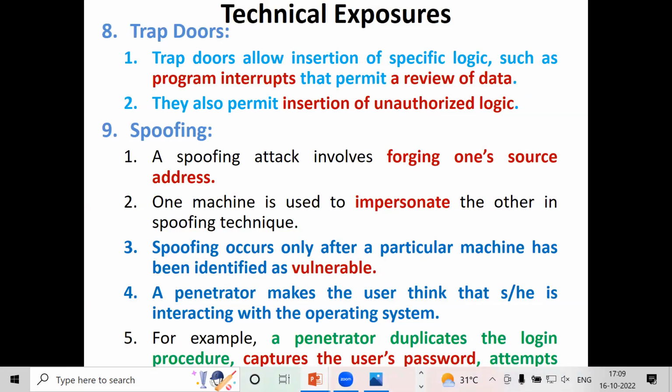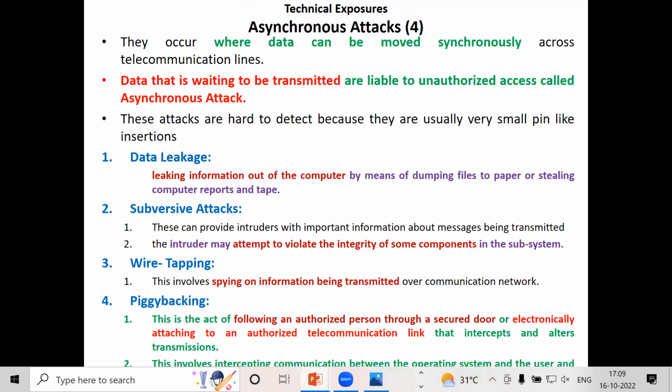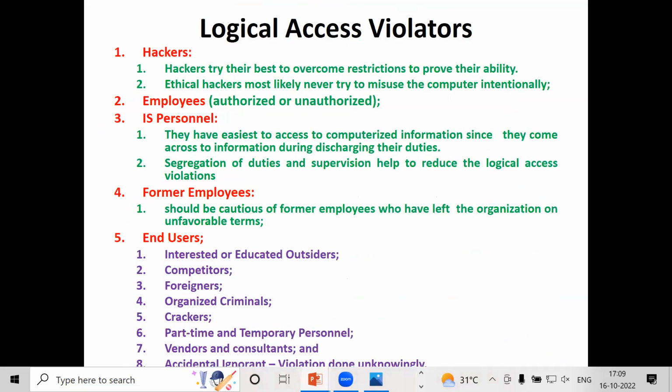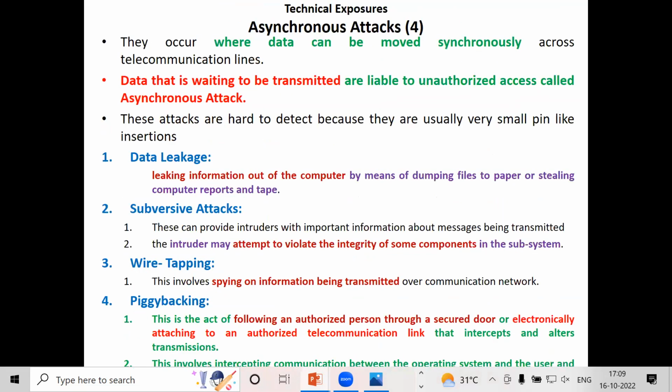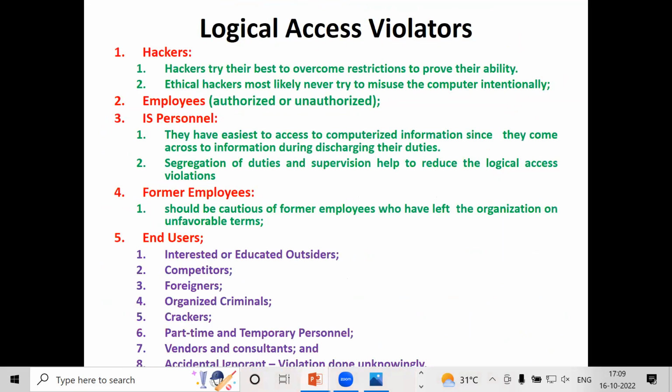So trapdoors allow insertion of specific logic, such as program interrupts that permit review of data. They also permit insertion of unauthorized logic, that is, unauthorized software. Spoofing I have already explained. Synchronous attack also I have explained.